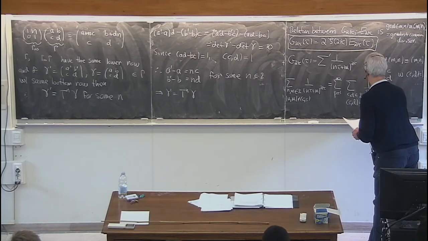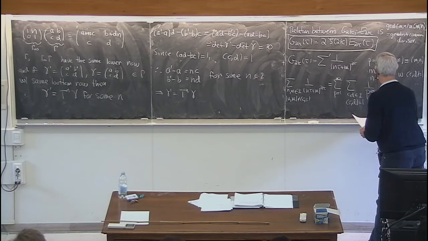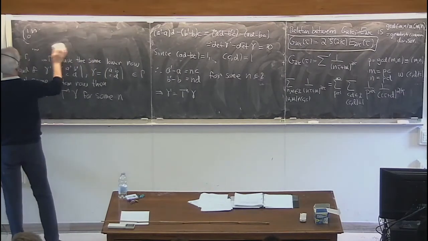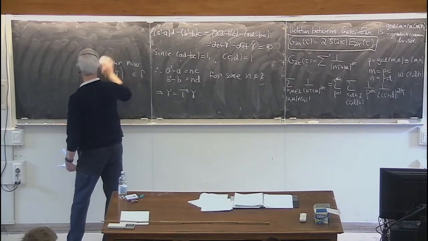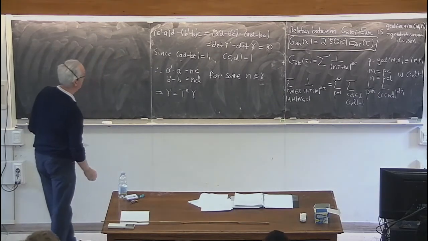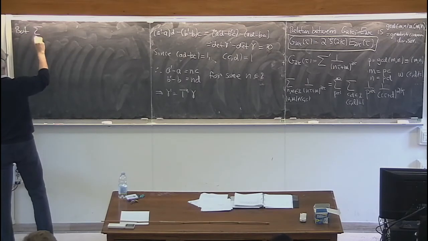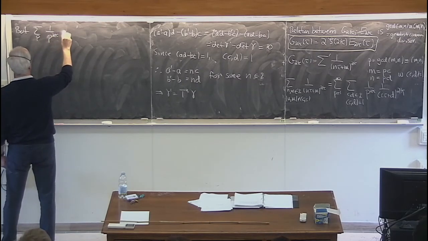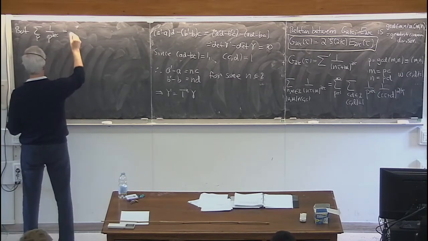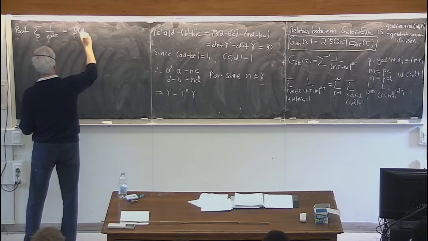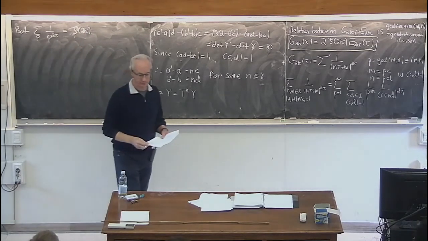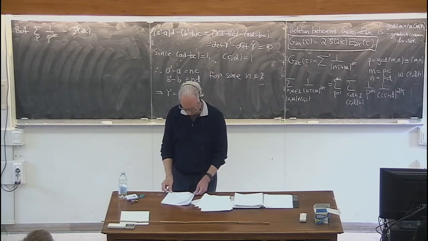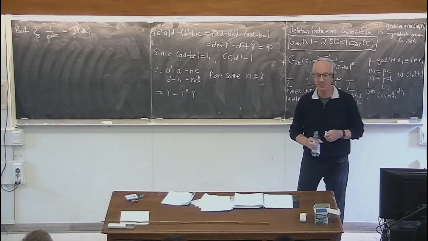And then pulling out this factor of p to the 2k, but the sum on p, 1 over p to the 2k, is equal to the Riemann zeta function of 2k. Okay, so these two are the same thing up to this factor.